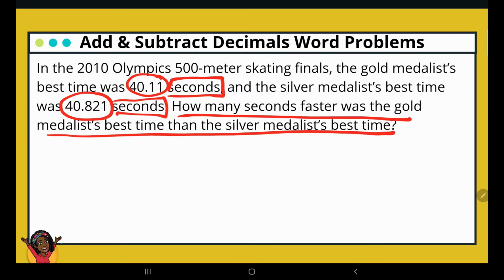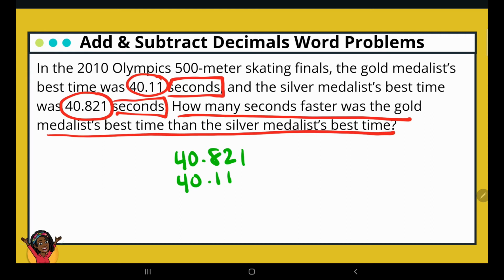Now, you're probably asking yourself, okay, which number do I put first? Because technically 40.11 did come first in my sentence, but 40.821 is the bigger number. So which one should I put first? If you put the 40.11 first, you're going to end up with a negative number, right? And we're not going to talk about negative time. So therefore, you need to put the bigger number first and then subtract the smaller number from it. So the bigger number is 40.821 and the smaller number is 40.11.